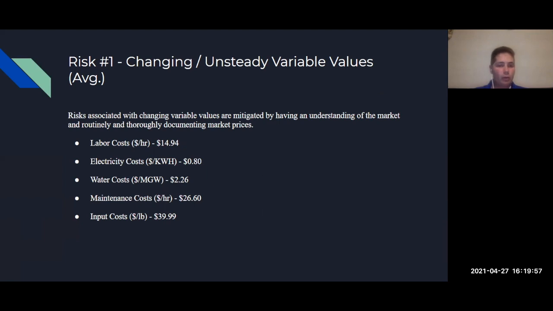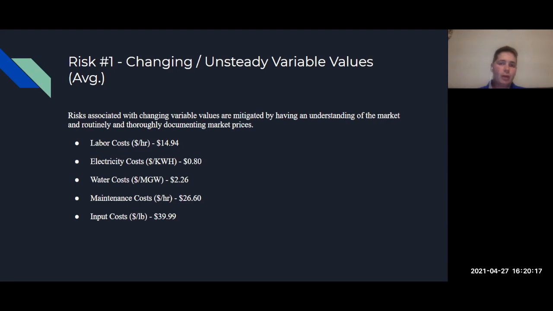So I'm going to go over this a little more, but right here we have labor cost, electricity cost, water cost, maintenance cost, and input costs. Those are all dollars per unit, depending on what they are, obviously. That is an average that we have found between the U.S. Bureau of Labor Statistics and a few other sources.